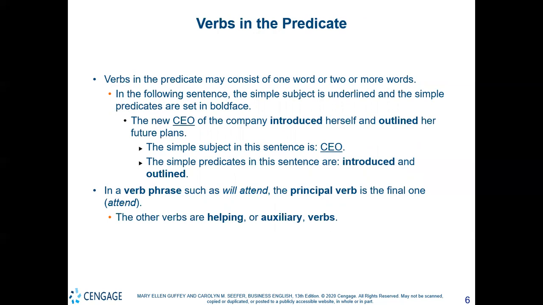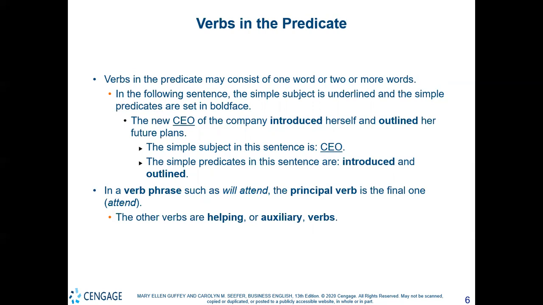Verbs in the predicate may consist of one word or two or more words. In the following sentence, the simple subject is underlined and the simple predicates are set in boldface. A new CEO of the company introduced herself and outlined her future plans. We see the words introduced and outlined. The simple subject in the sentence is CEO. The simple predicates in the sentence are introduced and outlined.